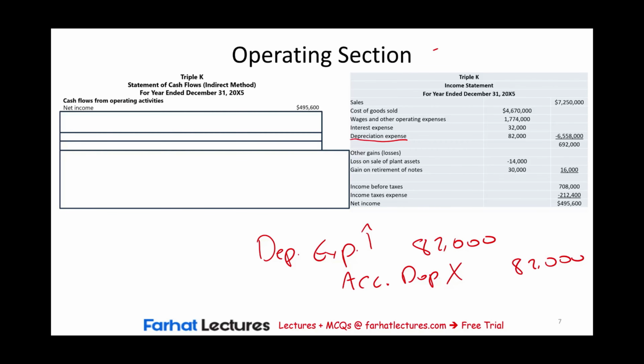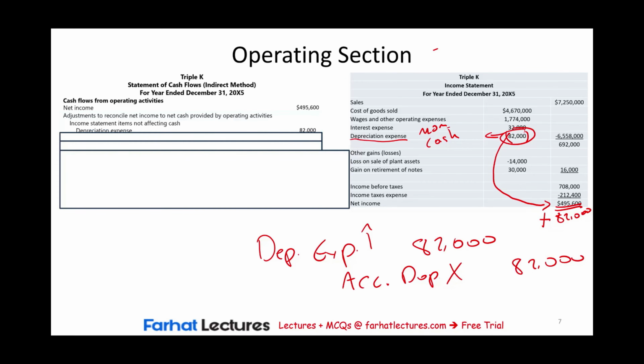So what does that mean? Notice, to come up to 495,000, we deducted 82,000. This deduction is non-cash. So if we deducted something that's non-cash, and now we want to take this number, 495,600, and turn it into cash, well, guess what? We have to add this number back that we deducted because we deducted it without paying cash.